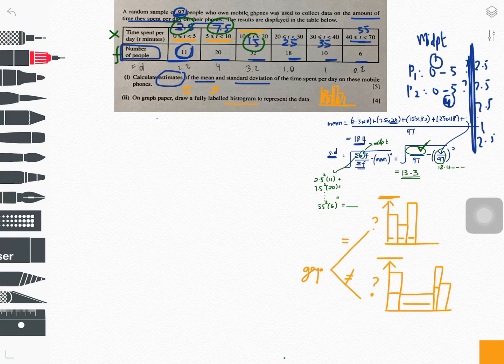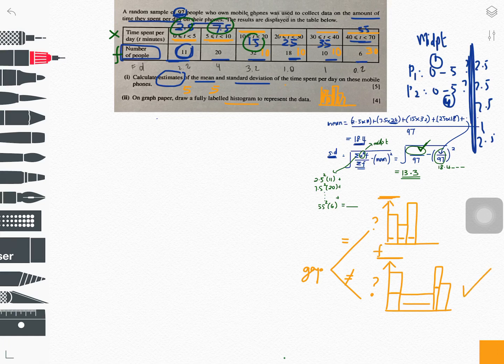10 to 20, what is the gap? Oh God, now it's different. It's 10. Different already. 20 to 30, it's 10 again. Yeah? 30 to 40, 10 again. 40 to 70 is 30. The gap is already different, right? You have to select this.